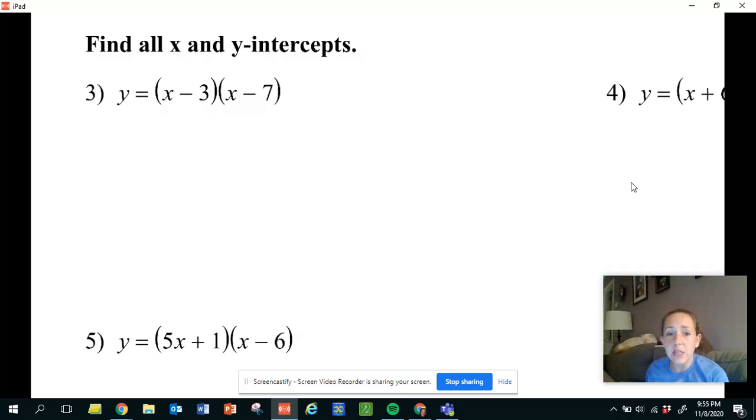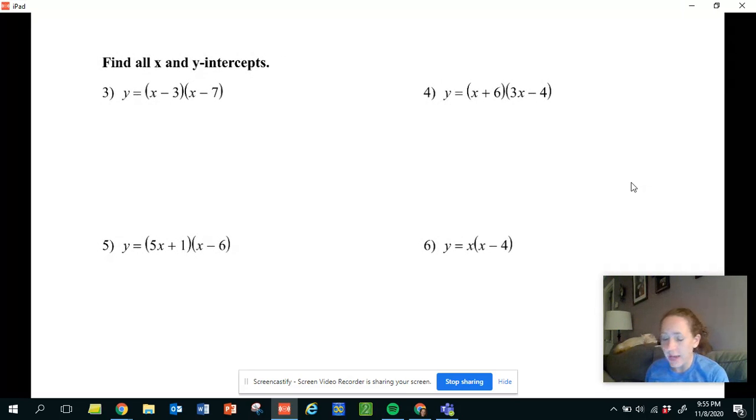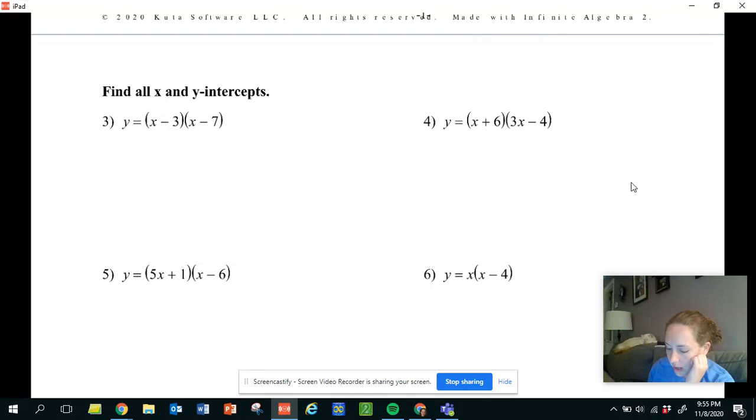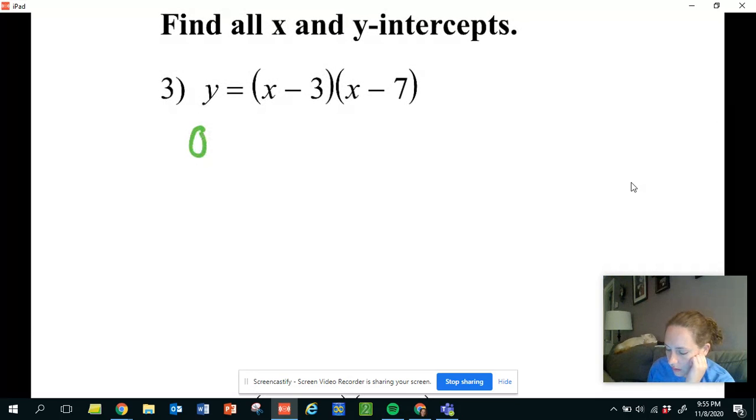X and Y intercepts. So these equations here are all in factored form. And the thing that's nice about factored form is it's great for finding intercepts. So especially X intercepts, Y intercepts, kind of whatever. Anyway, so when you are finding an X intercept, as we've learned before, you do that by plugging in 0 for Y. So I have 0 equals x minus 3 times x minus 7.